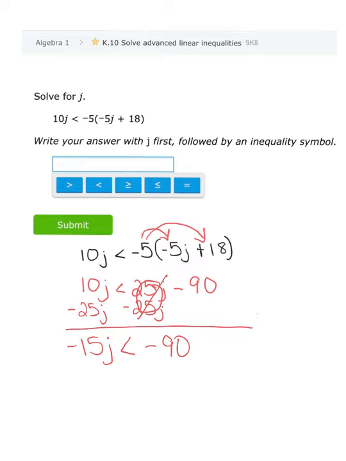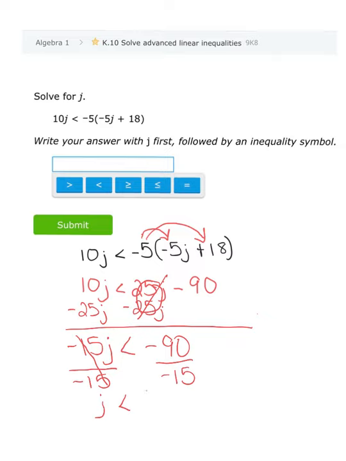So I'm going to divide each side by -15. And remember, when we divide by a negative, we're going to have to flip that sign. So negative 15 divided by negative 15 is 1. So that's going to leave me 1j. It's going to be positive. Bring down my less than. Negative 90 divided by negative 15. Well, I know that a negative divided by a negative is going to be a positive. Negative 90 divided by, let me double check myself. 90 divided by 15 is 6.